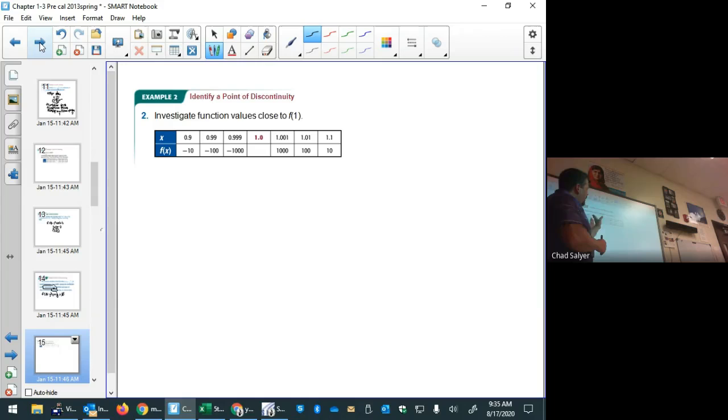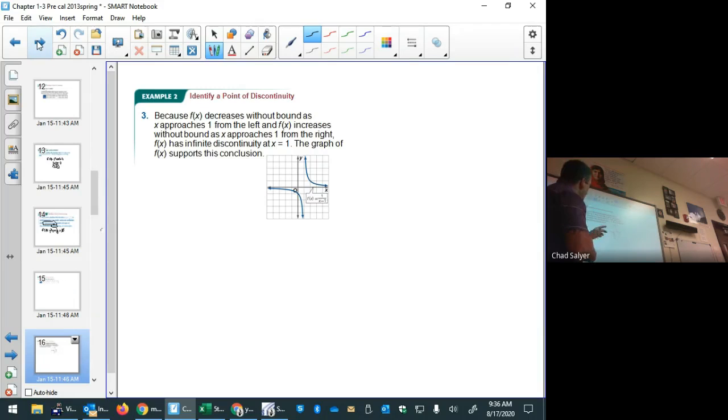Investigate function values close. So if we took, and remember I said to punch in your calculator, closer and closer to positive 1, you'll see that it goes to really different values. And this is a case where the continuity test actually makes sense as opposed to that first example. Negative 10, negative 100, negative 1,000, and bigger and bigger and bigger. In other words, it's going to negative infinity, or down in this case. And then here, 1,000, 110. So as we approach 1 from right to left, it's going up, up, up to positive infinity. As we approach from left to right, it's going down, down, down to negative infinity. And we saw that on the graph. Here's that graph.